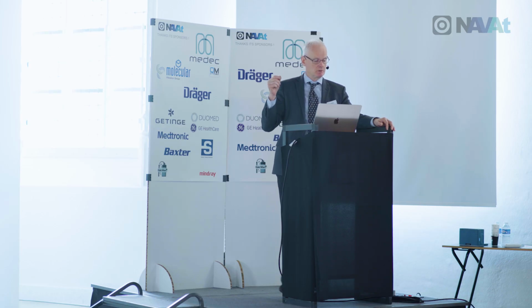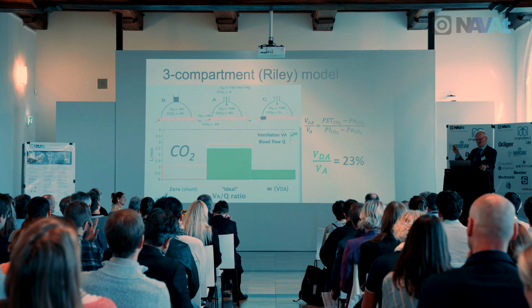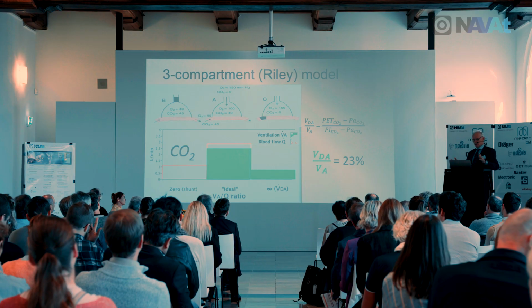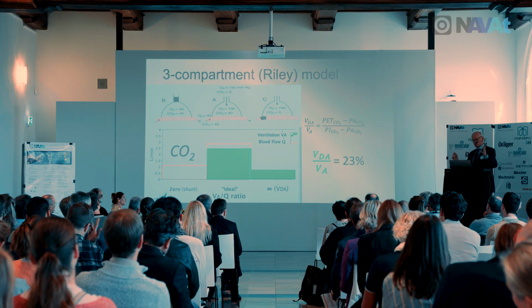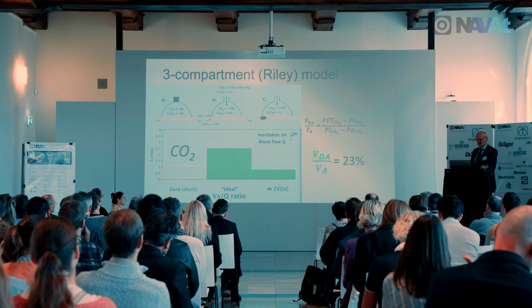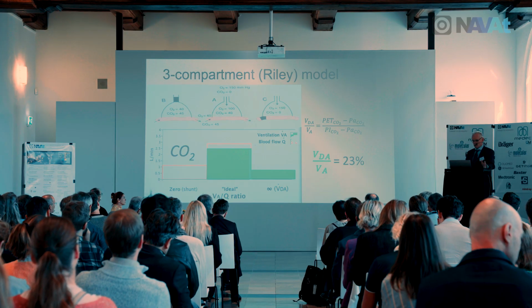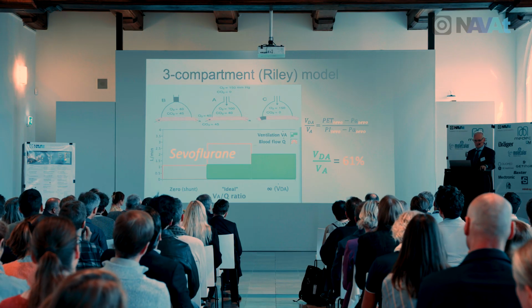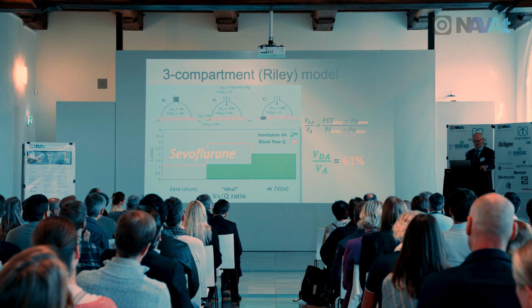So just to recap, the Riley model tells you that if we measure the dead space with CO2 in the usual fashion, using the Bohr equation, it tells us the distribution of ventilation between the ideal compartment in the middle and the dead space compartment on the right looks like this. But no, if we use sevoflurane, it looks like this at the same time, which is just bonkers, really. It makes no sense at all.